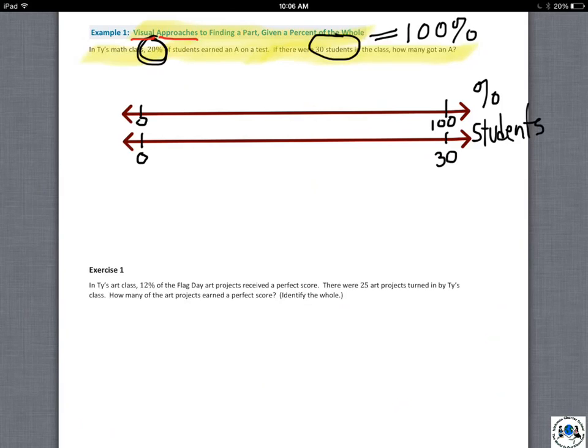The one on the bottom is the number of students in the class, and you can see if we look right here how 100% corresponds to 30 students. Over here, of course, 0% of the students is actually 0 students. Of course, 0% of anything is 0. So these two number lines, one on top of the other, are a way to look at this visually, because whatever is on the top as a percent corresponds to the students below it.